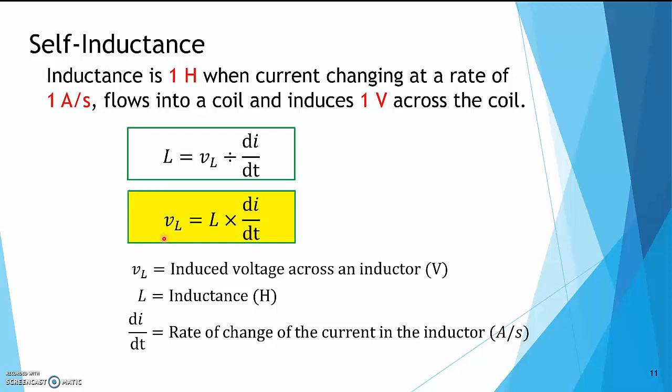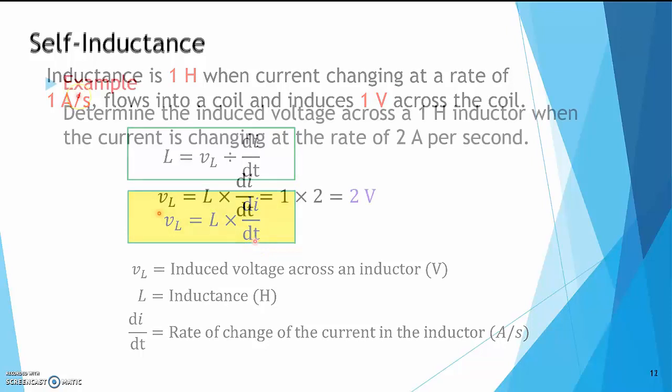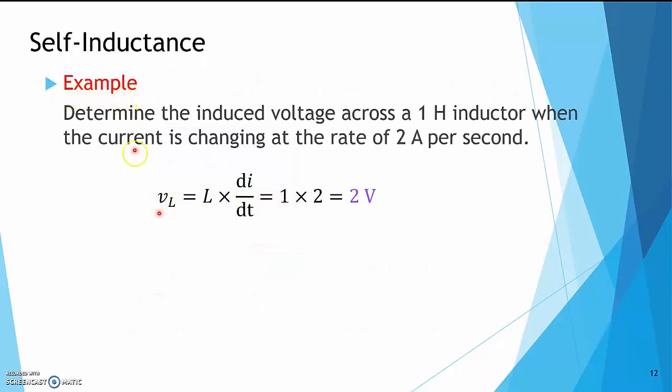From Faraday's law, we can deduce this formula to calculate the self-induced voltage from the self-inductance and the rate of change of current in the inductor. For example, the induced voltage across a 1 Henry inductor with a current changing rate of 2 amperes per second is equal to 2 volts.